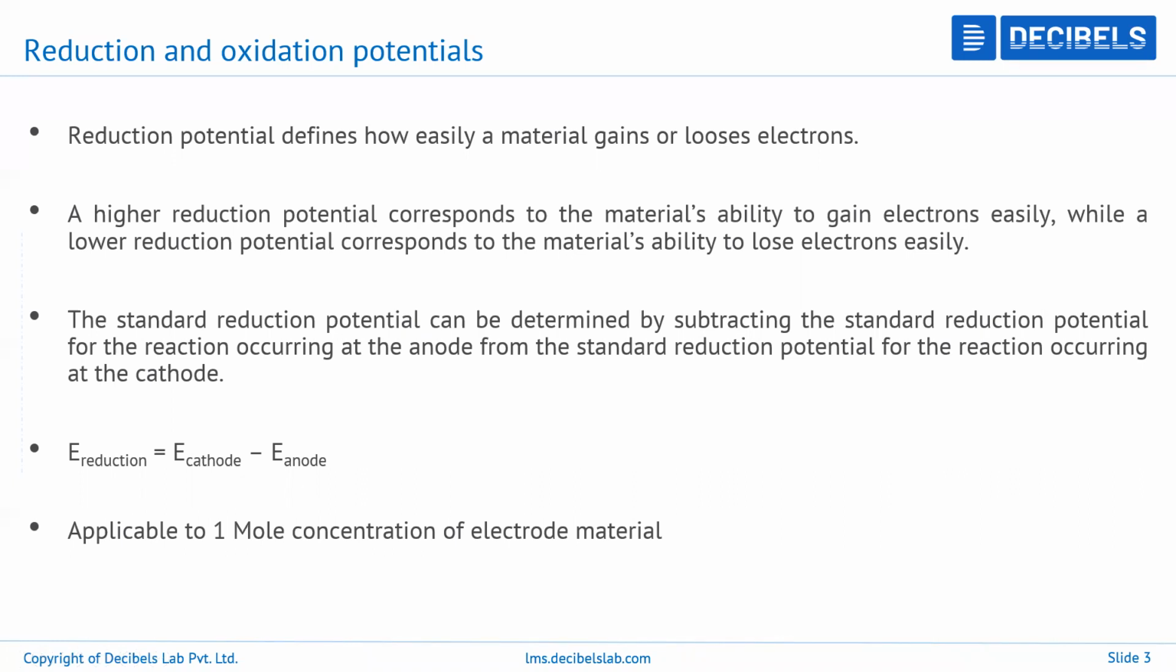Okay, so any metal or material with a very high reduction potential is able to gain electrons easily, or accept electrons easily. A lower reduction potential corresponds to any metal or element that loses electrons easily. Conversely, we can also write high reduction potential as low oxidation potential. So basically that means that its ability to lose electrons is very low. And also a low reduction potential would correspond to a high oxidation potential.